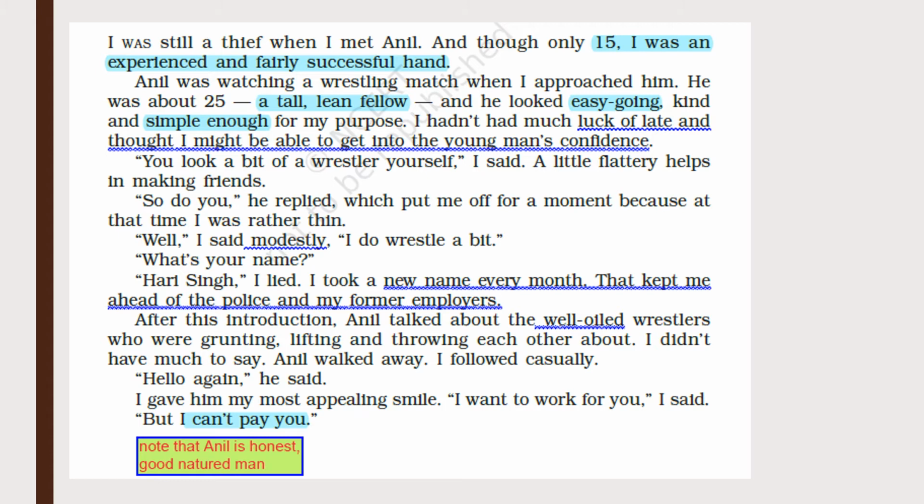"Hello again," he said. So he's also a friendly man. I gave him my most appealing smile. He gave him a very impressive smile. "I want to work for you," I said, "but I can't pay you." And quickly he comes to the point. He says, I want to work for you. But Anil tells him very honestly, he's a good natured man, that I cannot pay you.